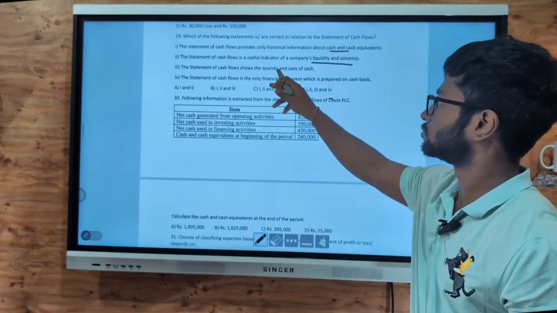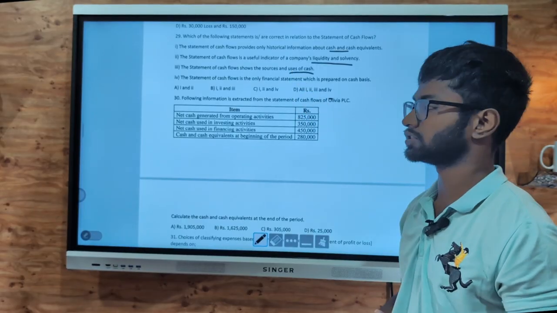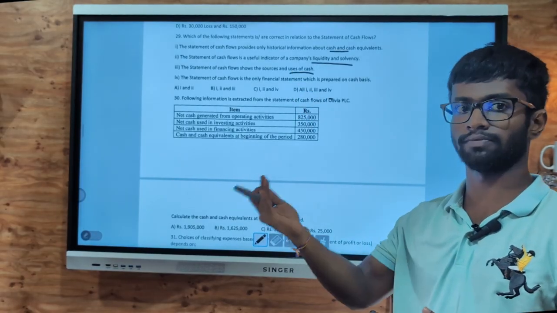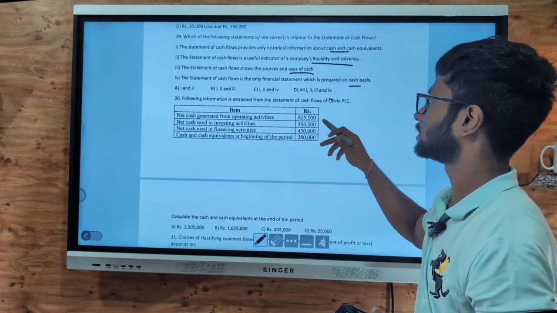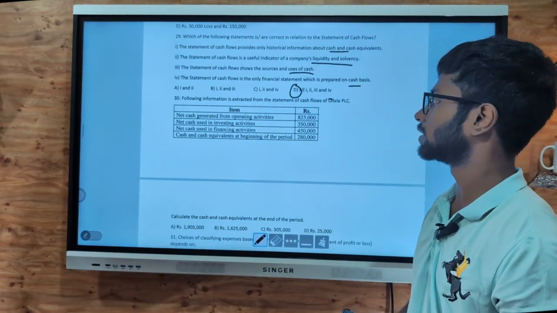Statement of cash flow shows the source and use of cash. That is also true. It shows cash inflows and outflows. It's prepared on cash basis, so that is also true here. All four are correct.